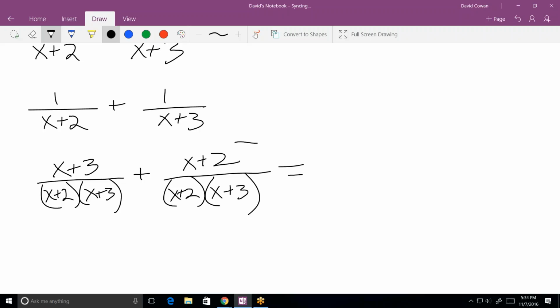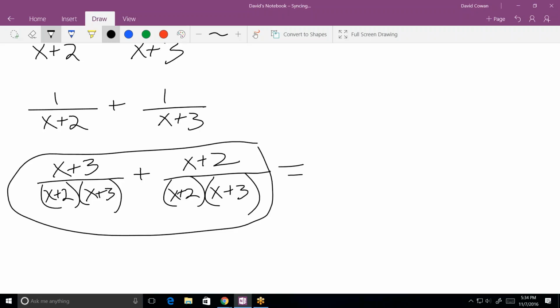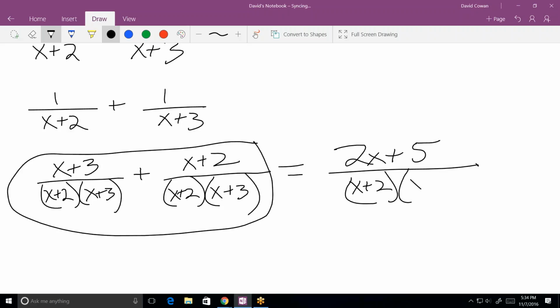Now that I have a common denominator, I can add the numerators: 2x plus 5 is in the numerator, over x plus 2 times x plus 3. Whether or not I need to multiply that out, I'll look at my answers and see. Now what we're looking at is 1 over that, right? So now I can flip and multiply.